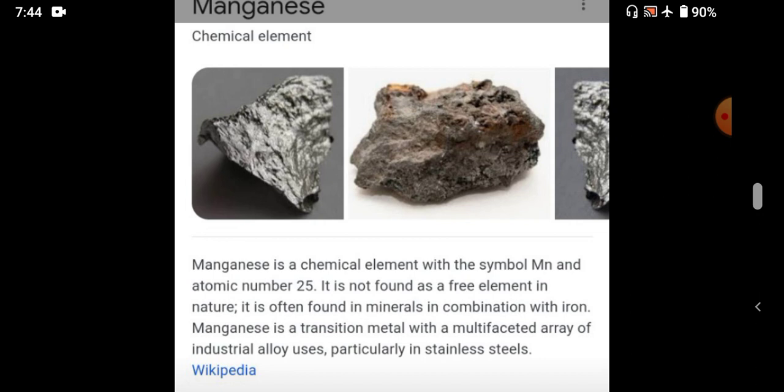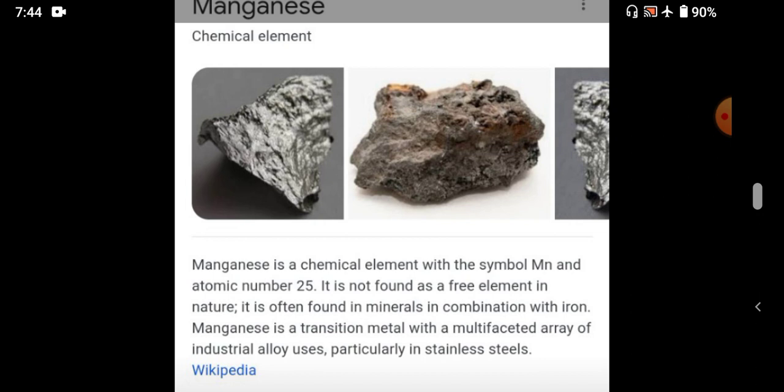India is in fifth place in the reserve of manganese ore in the world. We can find it in most of the areas where there is iron ore.